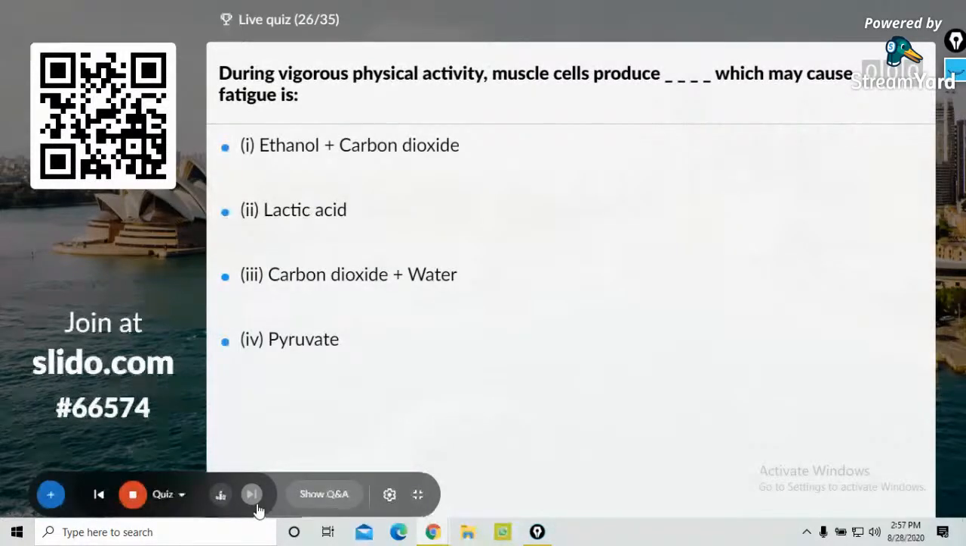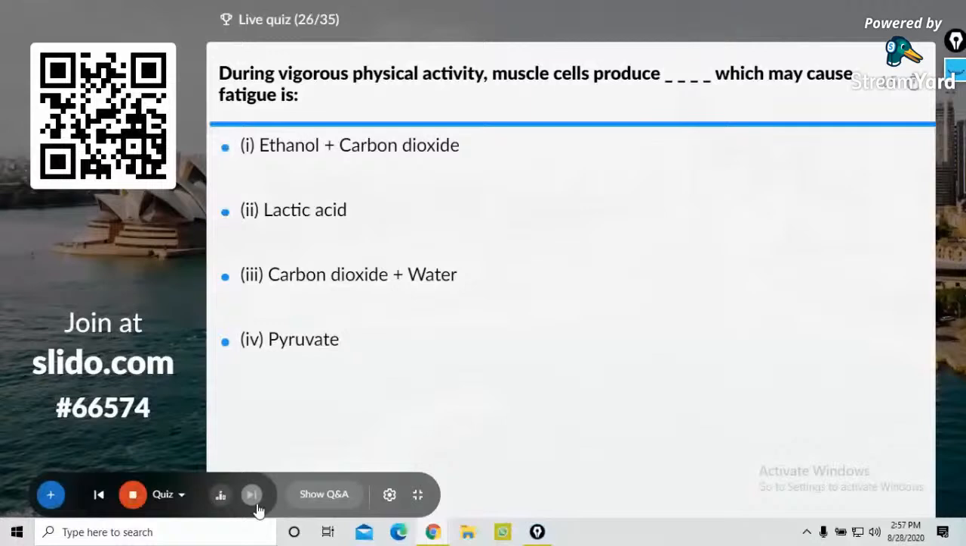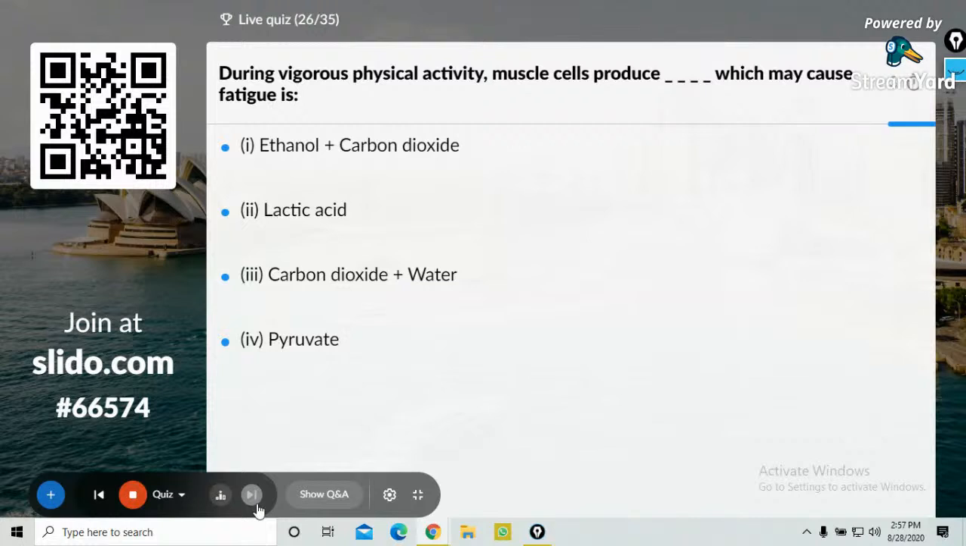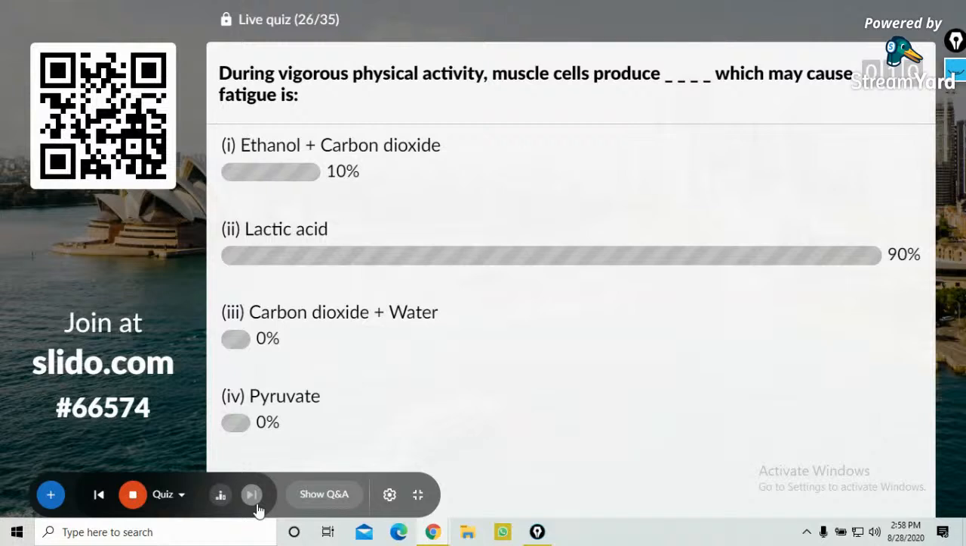During vigorous physical activity, muscle cells produce dash, which may cause fatigue. Fatigue is due to the formation of muscle cramp. What is this, ethanol and carbon dioxide, guys? Then after running so much, you could just produce ethanol from your own body. What rubbish answers from 10% of you guys.